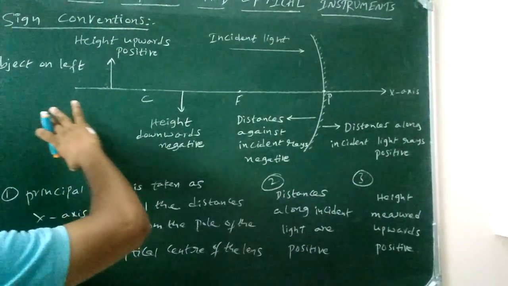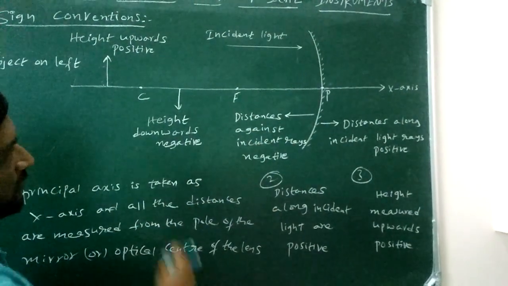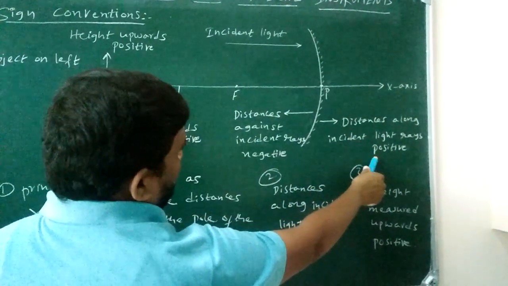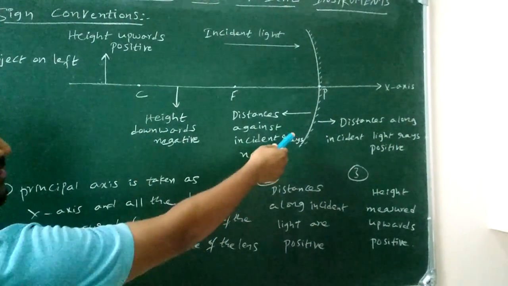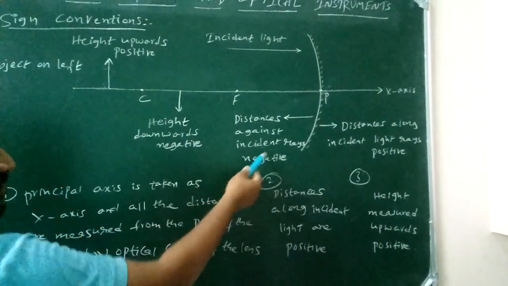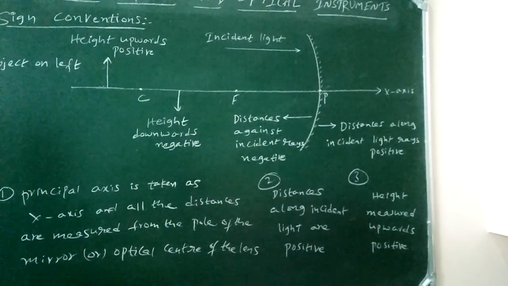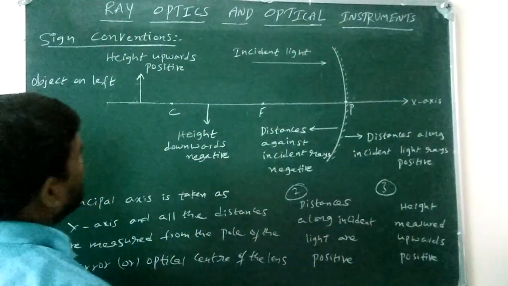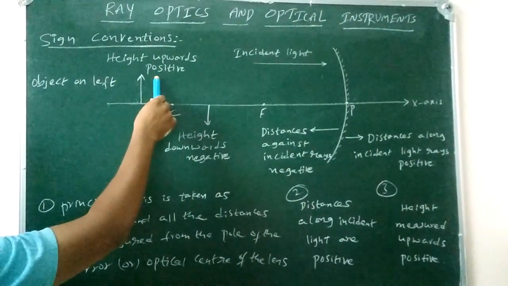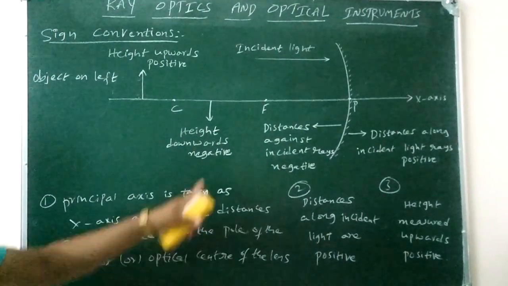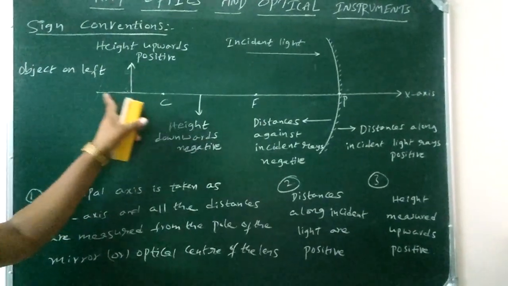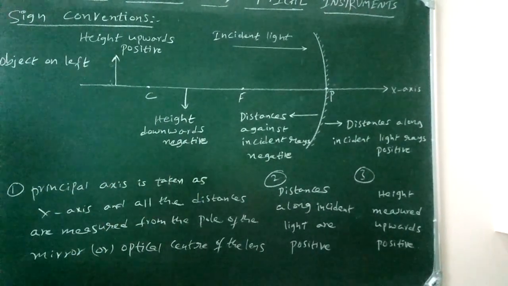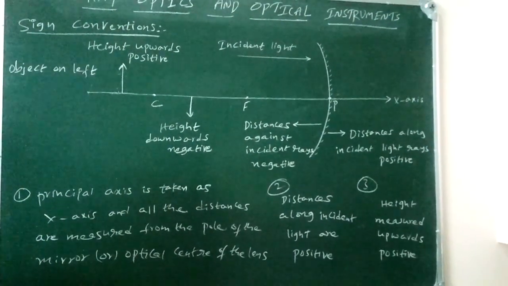Second, the distances along the incident light rays can be considered as positive. If the light is incident like this on the mirror, in the same direction, along the incident light rays' direction, the distances we can consider as positive. The distances measured against the incident rays can be considered as negative. The heights measured upwards perpendicular to the principal axis can be considered as positive, and the heights downwards, with respect to the x-axis, can be considered as negative. These are the sign conventions.